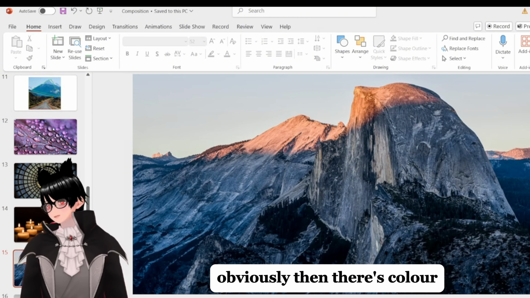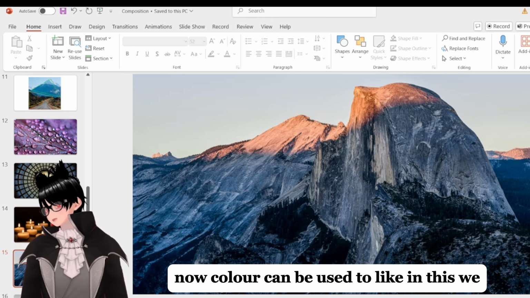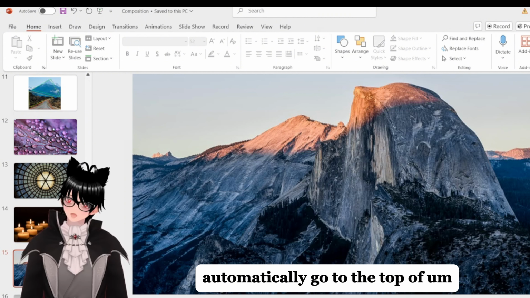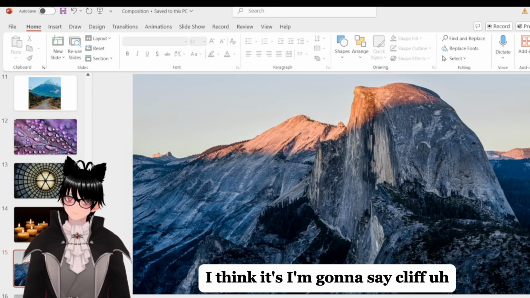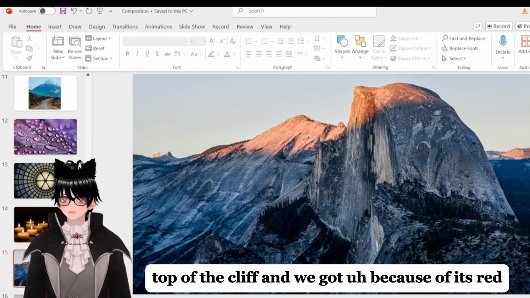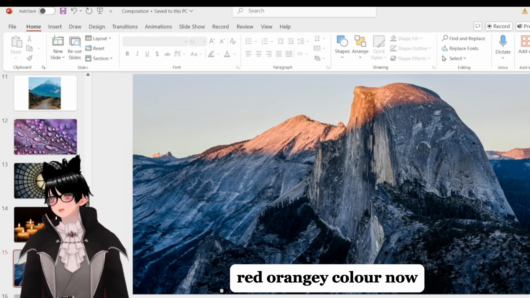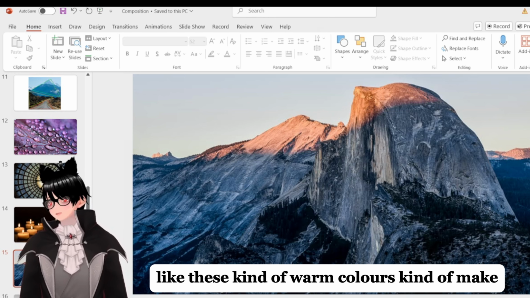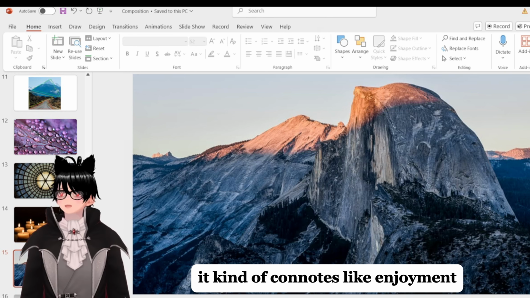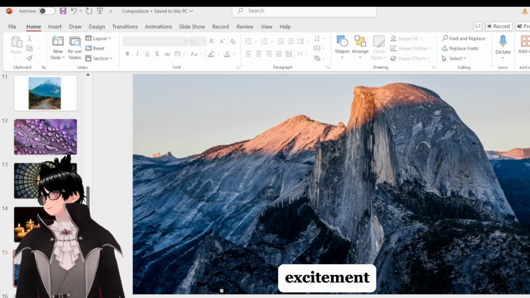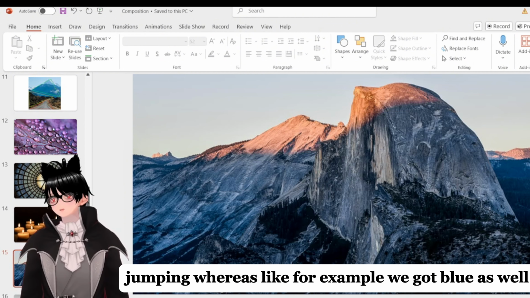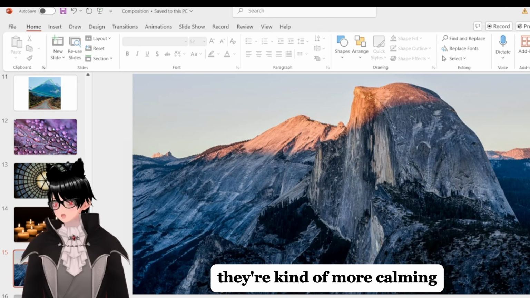Obviously, then there's color. Color can be used, like in this, where we automatically go to the top of, I'm going to say cliff, the top of the cliff, because of its red-orangey color. These warm colors connote enjoyment, excitement, jumping. Whereas, for example, we've got blue as well. It's more calming.